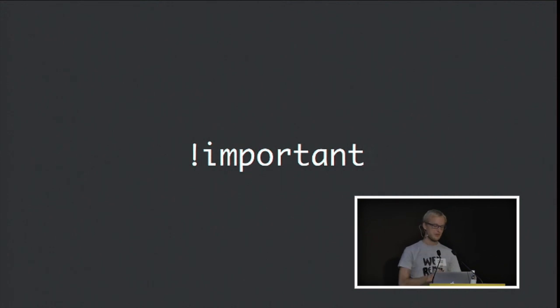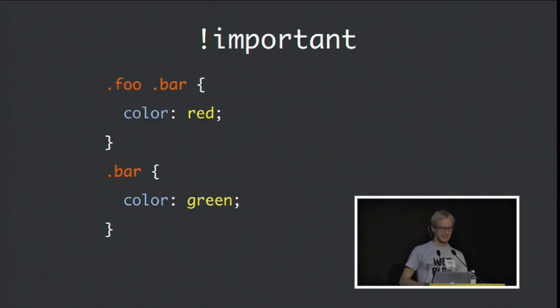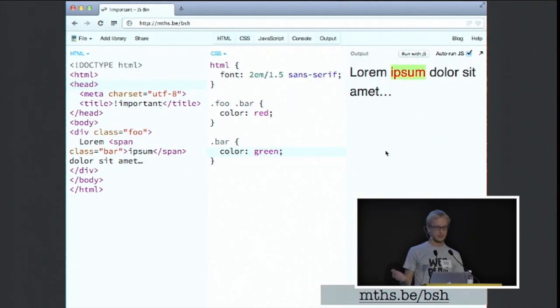Let's start off with everyone's favorite CSS feature, important. Now, I'm sure you're all familiar with what important does, right? In a situation like this, for example, all the elements with class bar get the green color, but all the elements with class bar within an element with class foo get a red color. I'm sure I'm not telling you anything new here, and that looks something like this.